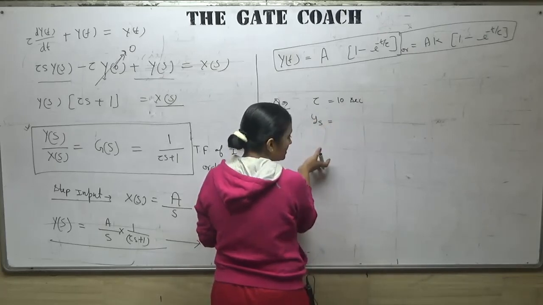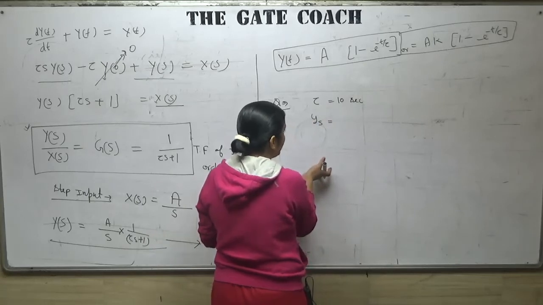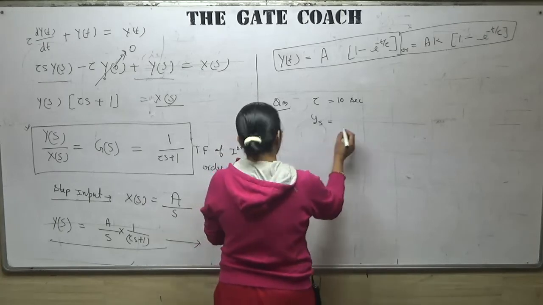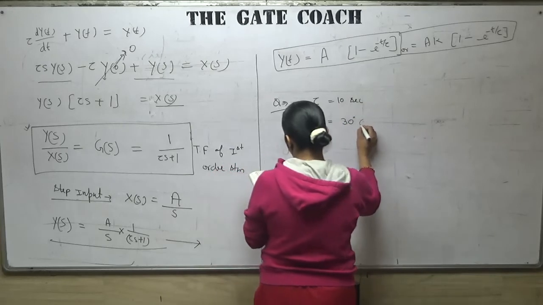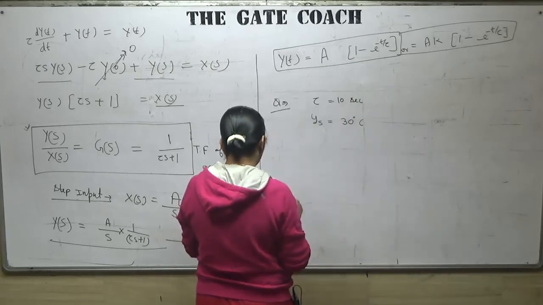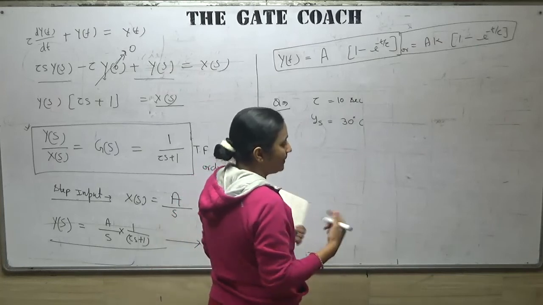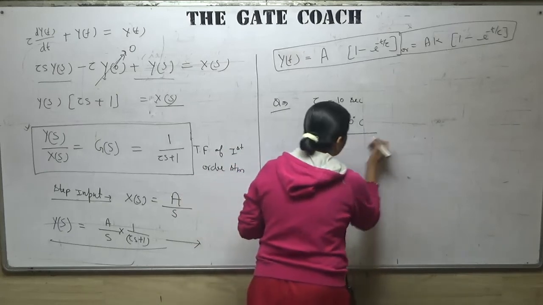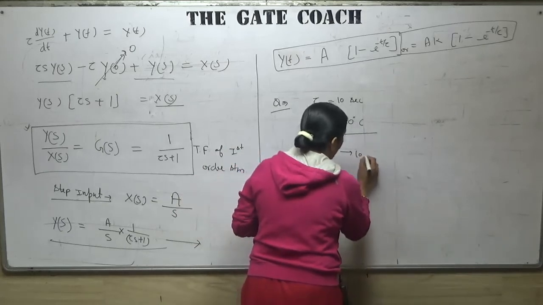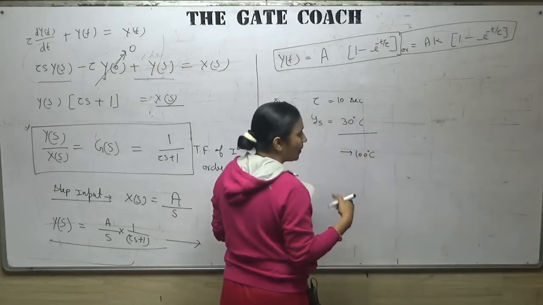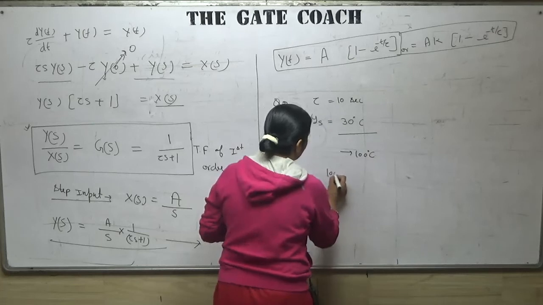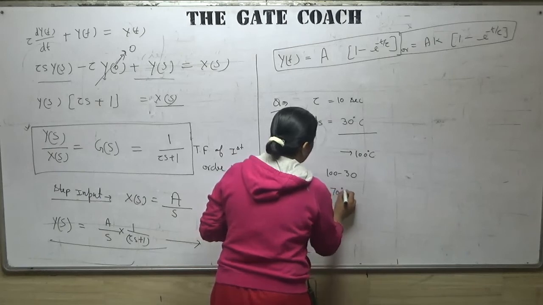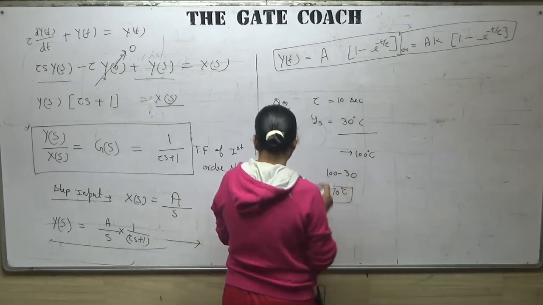I am representing all the symbols, then it will be quite easy for you to calculate. Otherwise, you have to work out from the question what is y_s, what is y, and what is the other value. So here y_s is given as 30 degree centigrade and it is suddenly immersed into a water bath at 100 degree centigrade. Means at a particular time it was immersed into 100 degree centigrade. Initially it was 30 degree centigrade and it is immersed in 100 degree centigrade. 100 degree centigrade means how much amount of step input? 100 minus 30. That is, the value of A is 70 degree centigrade, right?